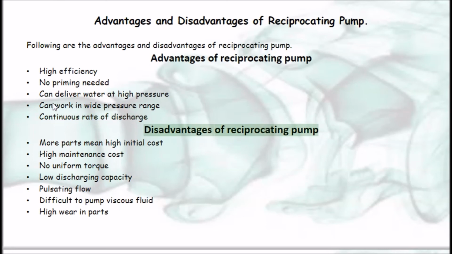Disadvantages of reciprocating pump. More parts mean high initial cost. High maintenance cost. No uniform torque. Low discharging capacity. Pulsating flow. Difficult to pump viscous fluid. High wear in parts.